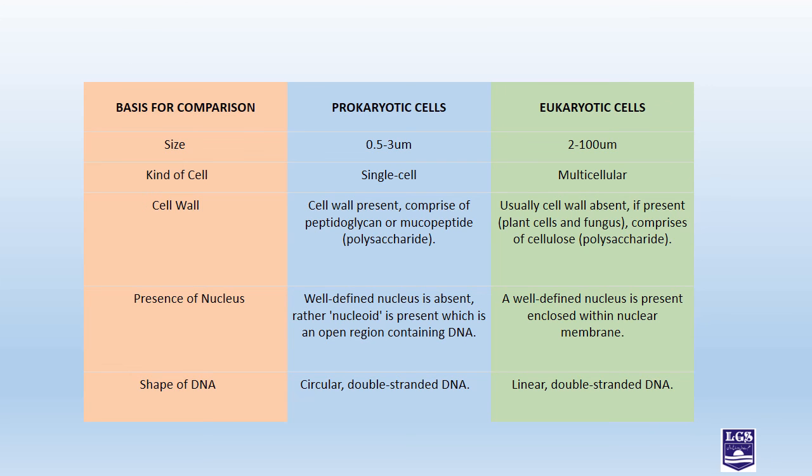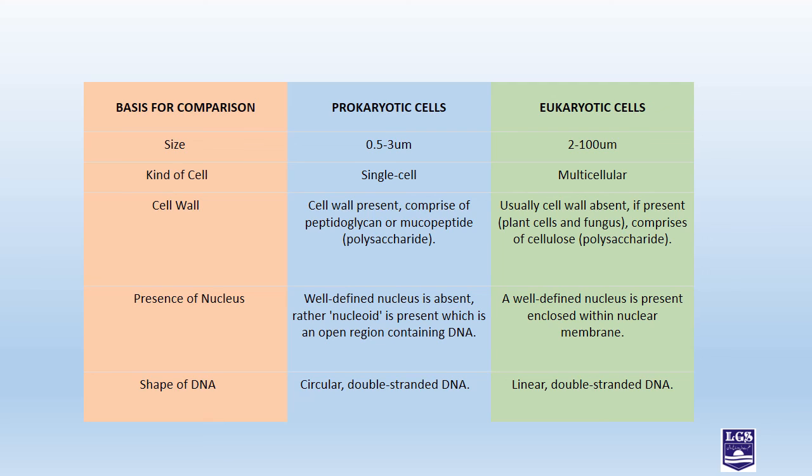So there are some differences between them. Size of a cell: typically 0.2 to 3 micrometers in prokaryotes. And what is the eukaryotic size? 10 to 100 nanometers. Kind of cell: in prokaryotic you can see single cells, and in eukaryotic you can see multicellular.